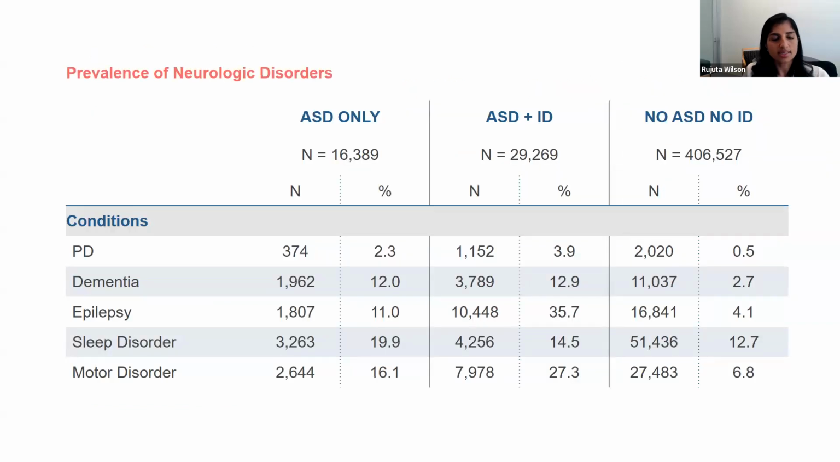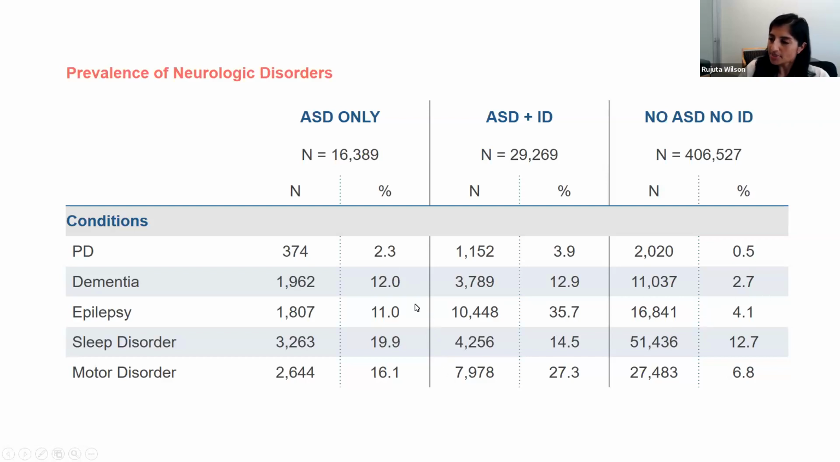And when we look at the data itself, what I'm going to orient you to in this graph is on the left are the neurologic conditions that we're studying on each of our rows. And our columns indicate our group with autism only, those with autism and intellectual disability, and then our comparison group of no autism and no intellectual disability. As we move through the table, in our first group, you'll see the sample size. And in autism, what you'll see is that the rate of Parkinson's disease is 2.3% compared to 0.5% in our control group. Our rate of dementia is 12% compared to 2.7% in our control.